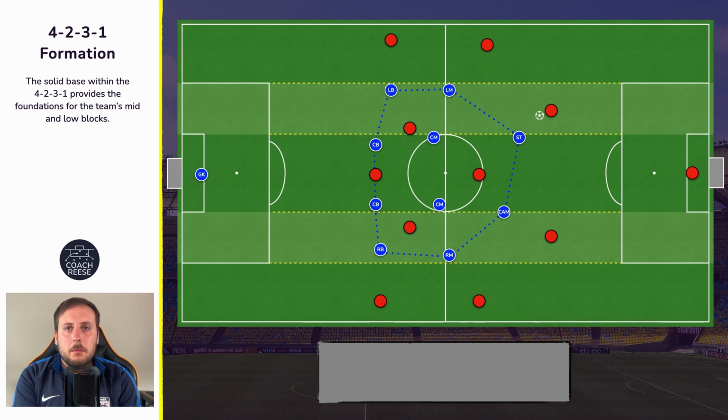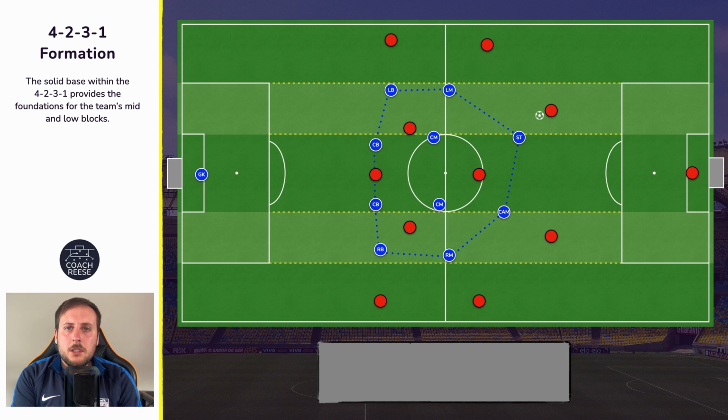When we're thinking about any mid-block, it's about trying to protect central areas and restrict the opposition's ability to access these areas, and with that, the team's most creative players. So if you think about players who would be positioned in the central areas, we're thinking about the team's number 8 or number 10. And this is done through short horizontal distances between players in the same line and short vertical distances between the different lines. And this creates a really compact structure that in theory should force the opposition into the wide areas.